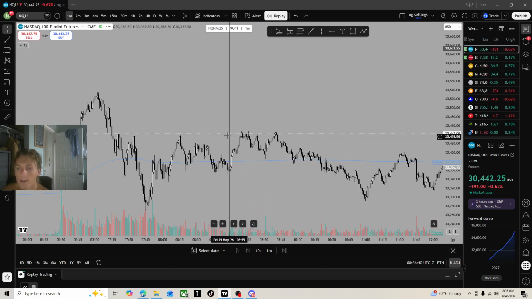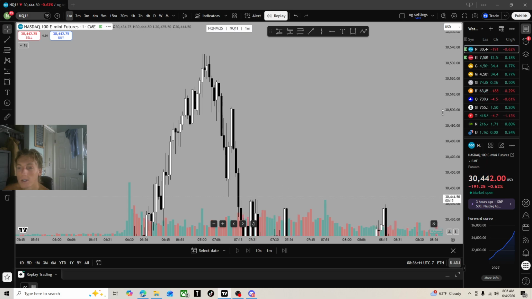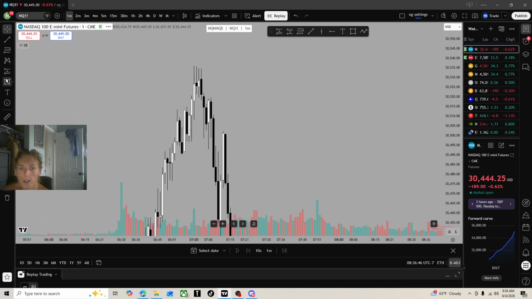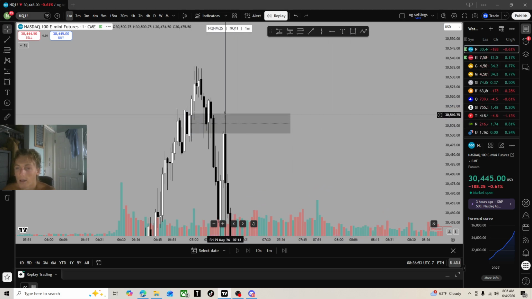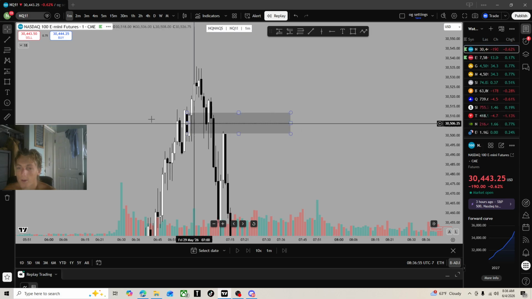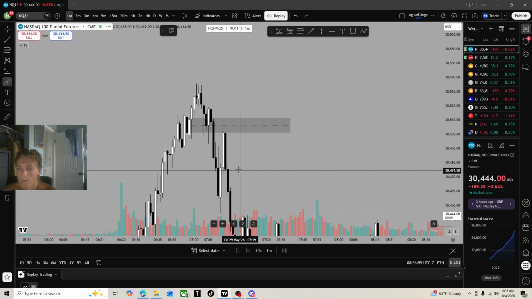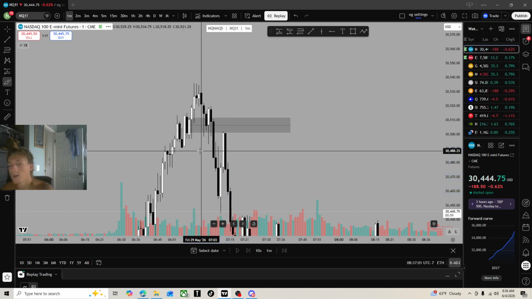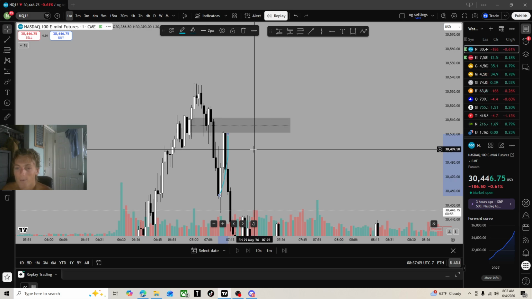Let's go right here. You can see this was Friday the 29th. So where would our order block be? It would be this candle. You can see we close below it, boom. And then price retests the order block like that.